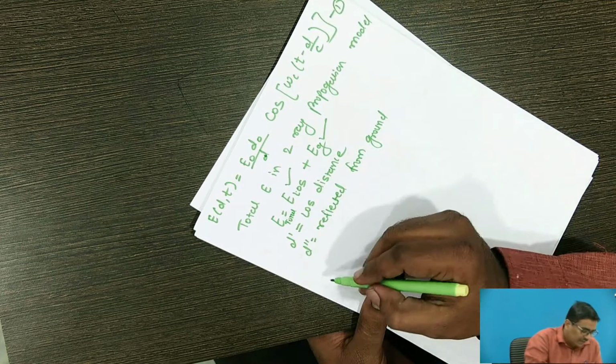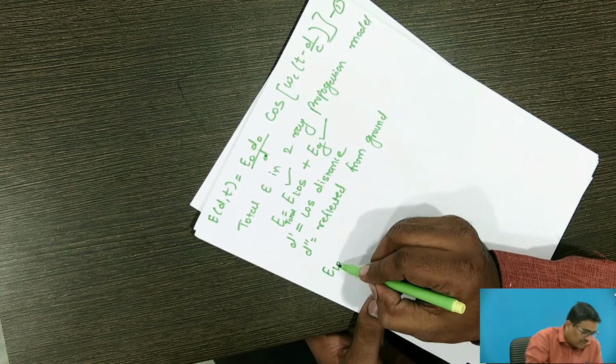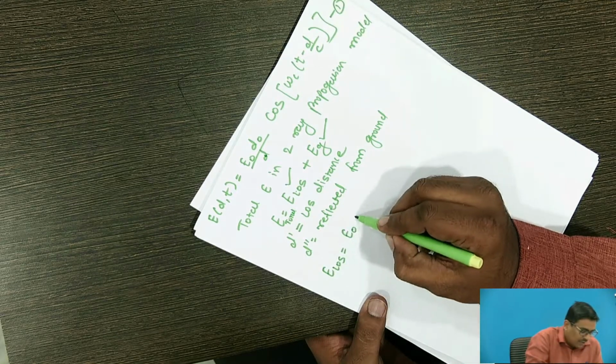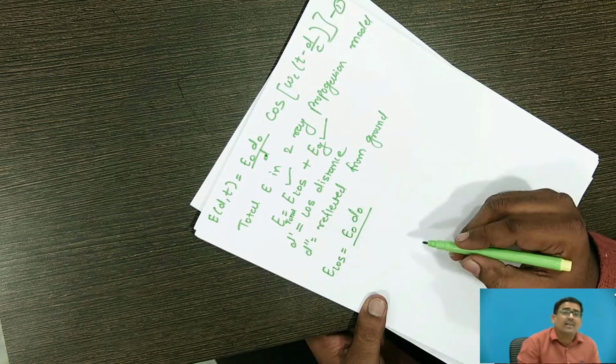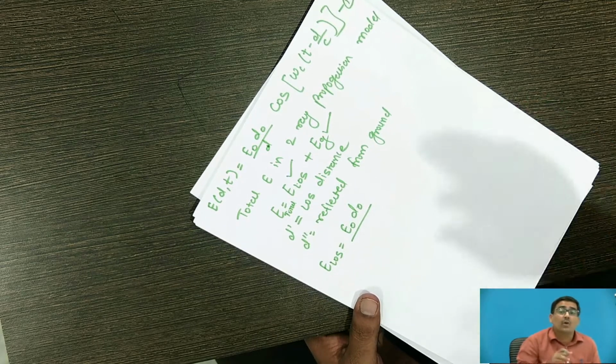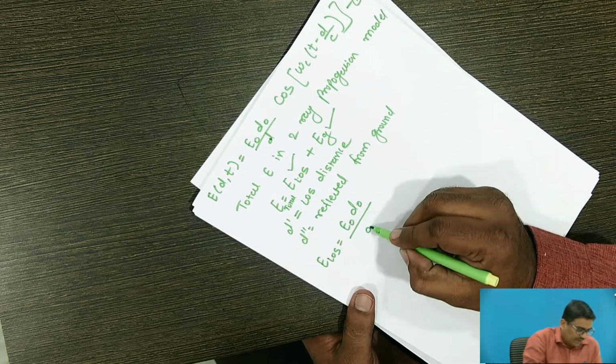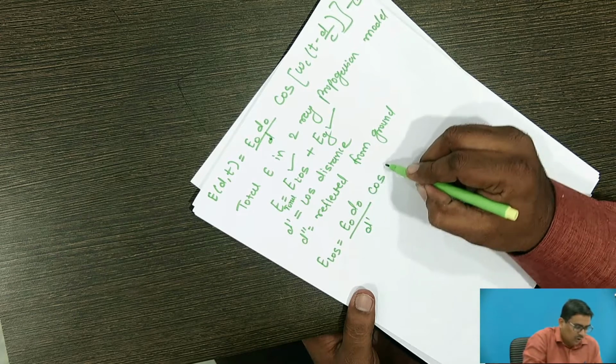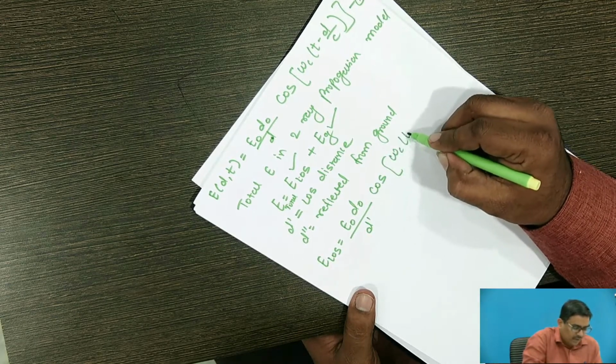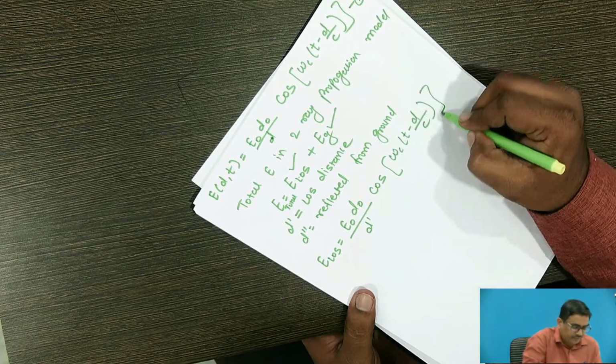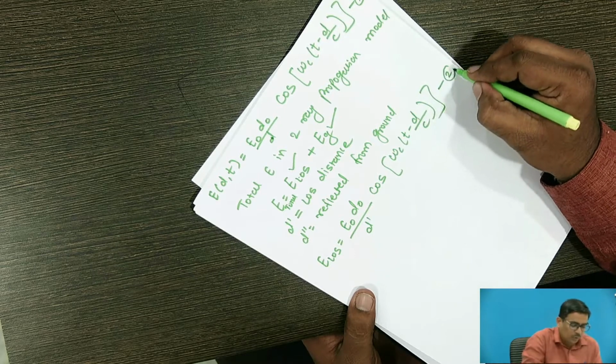So from equation number 1, E_LOS we get as E0 d0, and I already told you that d' is the LOS distance. Therefore I will write here d' into cos of (omega_c t minus d'/c). So this is equation number 2.